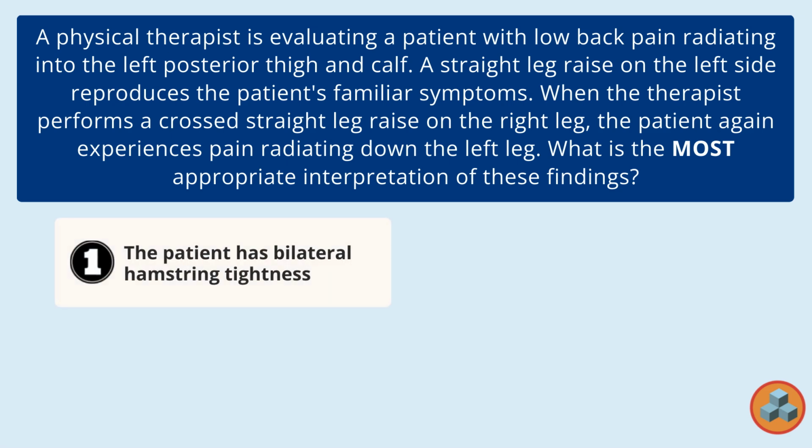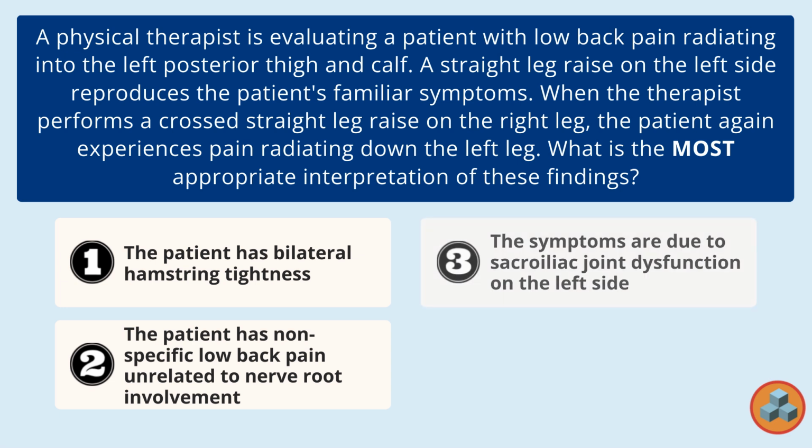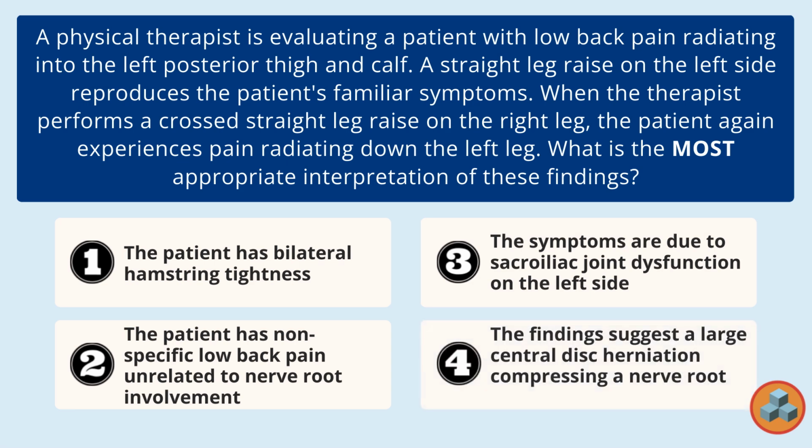Option 1. The patient has bilateral hamstring tightness. Option 2. The patient has nonspecific low back pain unrelated to nerve root involvement. Option 3. The symptoms are due to sacroiliac joint dysfunction on the left side. Option 4. The findings suggest a large central disc herniation compressing a nerve root.